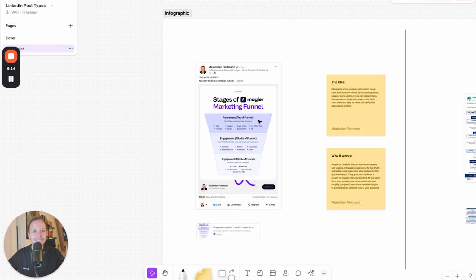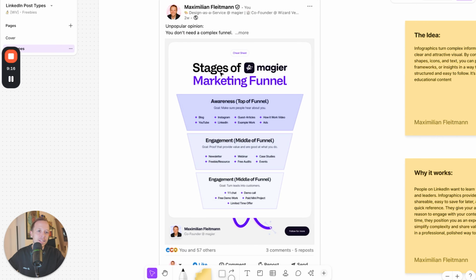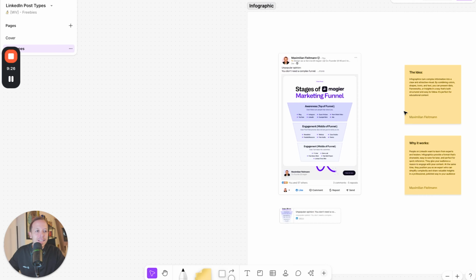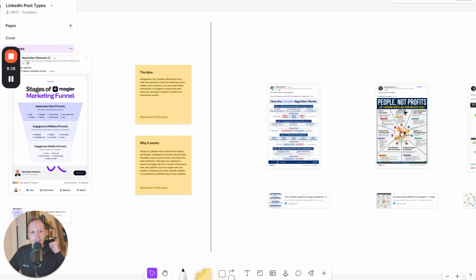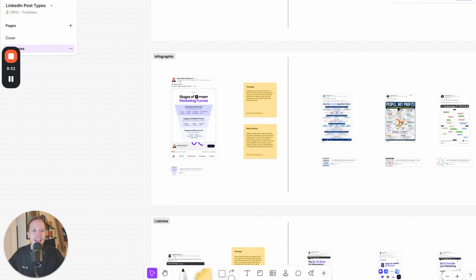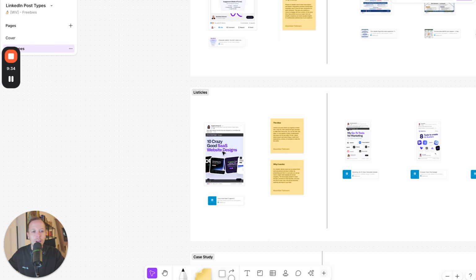Infographic, that's the next one. So simple example, stages of the marketing funnel. I'm basically explaining something similar to breakdown and similar to cheat sheet, but in the end, the idea is the same. You want to give people some inspiration on how they can improve their business, and infographics are a great way to do it.